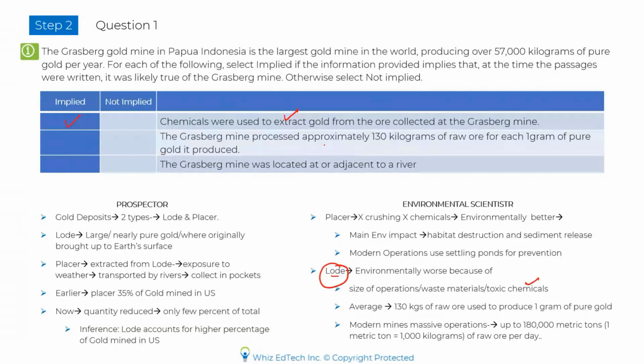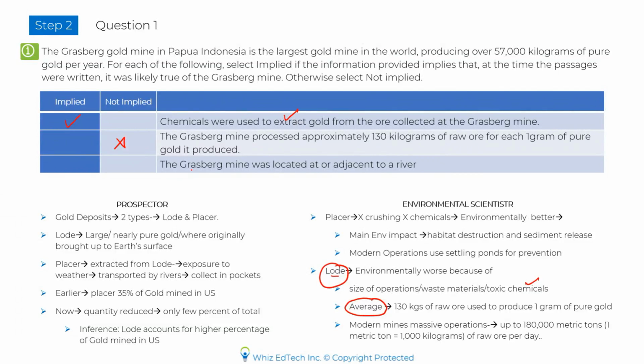Grasberg mine processed approximately 130 kilograms of raw ore for each 1 gram. Now there's a problem here. This is an average. Whether Grasberg mine was reaching that average or not, it's an average for all mines. So this is not implied whether it was exactly or approximately processing that much.